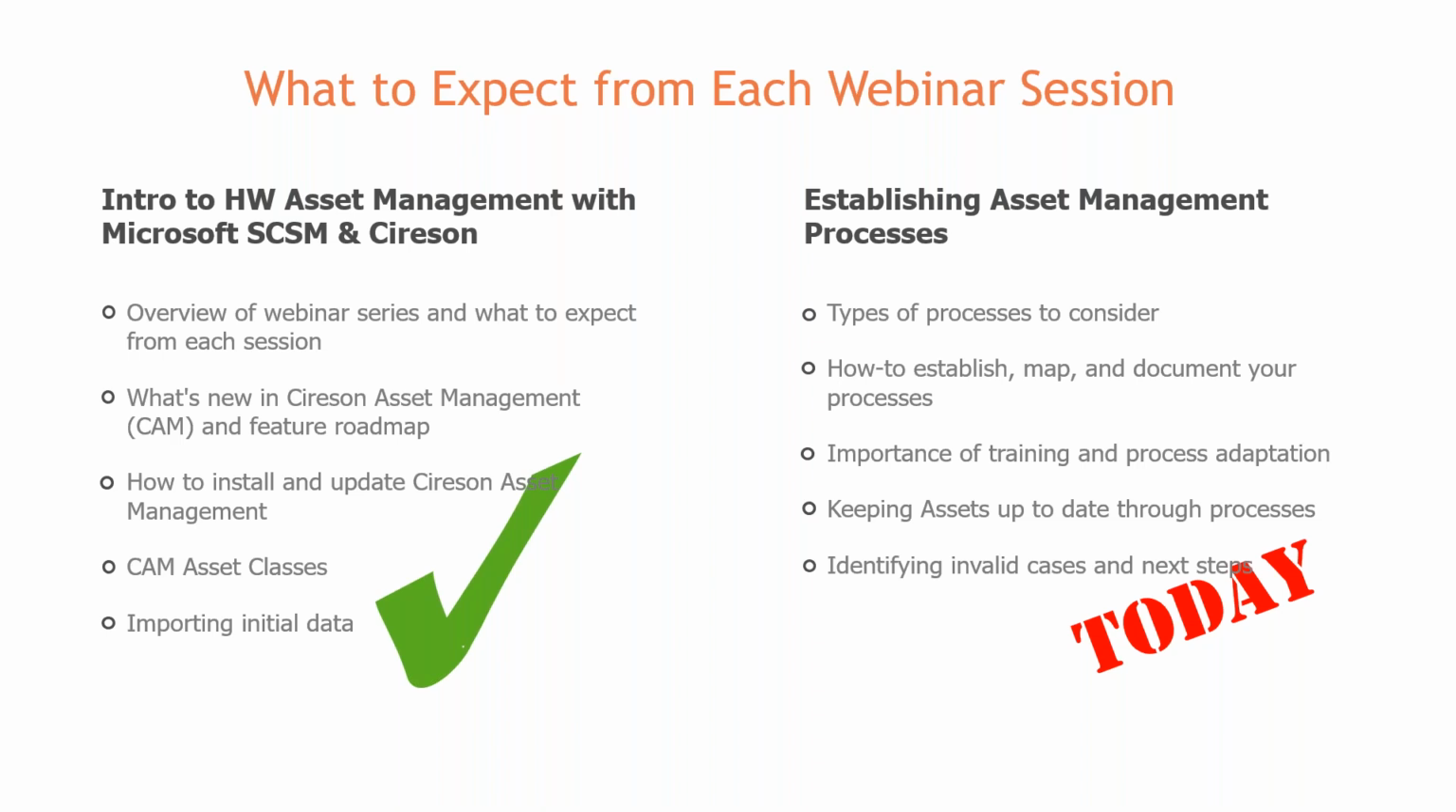Here's where we are today: establishing asset management processes. This is part 2. Today we're going to look at the types of process that we need to think about. Any kind of change to an asset, anytime it moves physically, anytime it gets an update, anytime something happens to it, we need a process to deal with that and to track that. We're going to look at how to think that through in a logical way, which will allow us to map and document those processes.